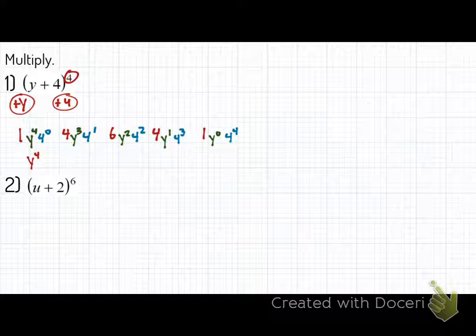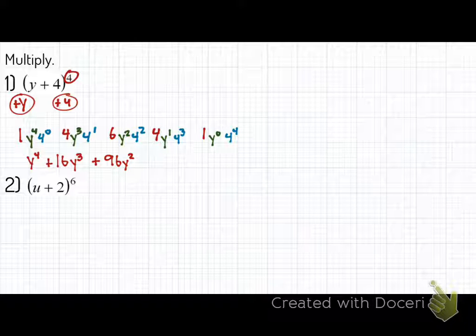Next one, 4 to the first. 4 times 4. 16 times y to the third. And it's positive 16y to the third. So our final answer was positive, so I want to make sure I put that plus sign there. Good. Keep going. 4 squared. 16 times 6. 96. Okay? And y squared.